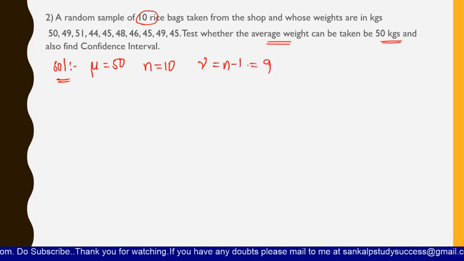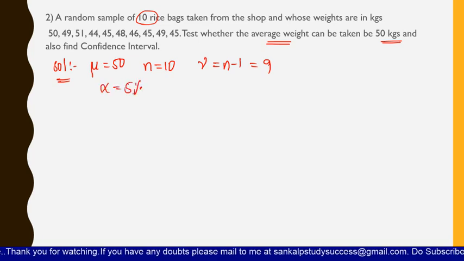So we have written all the values which are given in the question. If the level of significance is not given in the question, then you have to consider it as 5%. If it is given, then we will consider the given value.